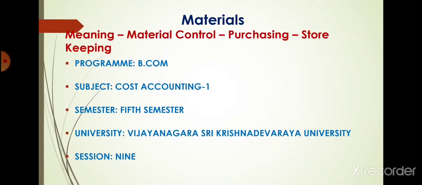This is the 9th session of the Cost Accounting 1 paper of BCom 5th semester of Vijayanagara Shri Krishna Devaraya University. From session 9 to 24, we have the materials sessions. In these sessions, we will understand the materials theory part as well as the numerical part. In the theory part, we will understand what is material, its importance, what is material cost control, and how to control the material cost. And in the numerical part, we will learn about the stock levels, different stock levels and EOQ, and also the methods of issuing the materials.